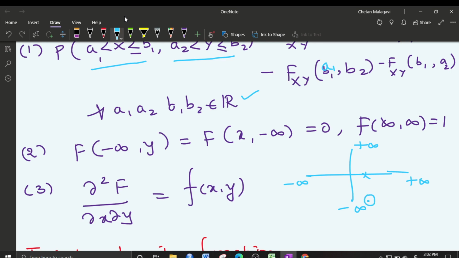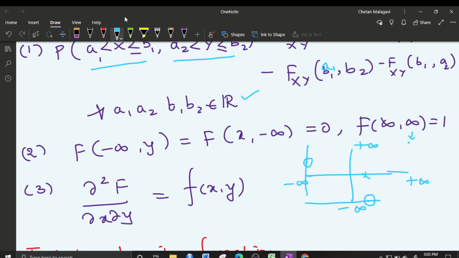So this would be 0, and f of minus infinity comma y, where y may be any point, suppose it is here, so this value is also 0. Okay, and f of infinity comma infinity, that is this is infinity and this is infinity, so f of infinity comma infinity is 1, and these points take the 0 value.